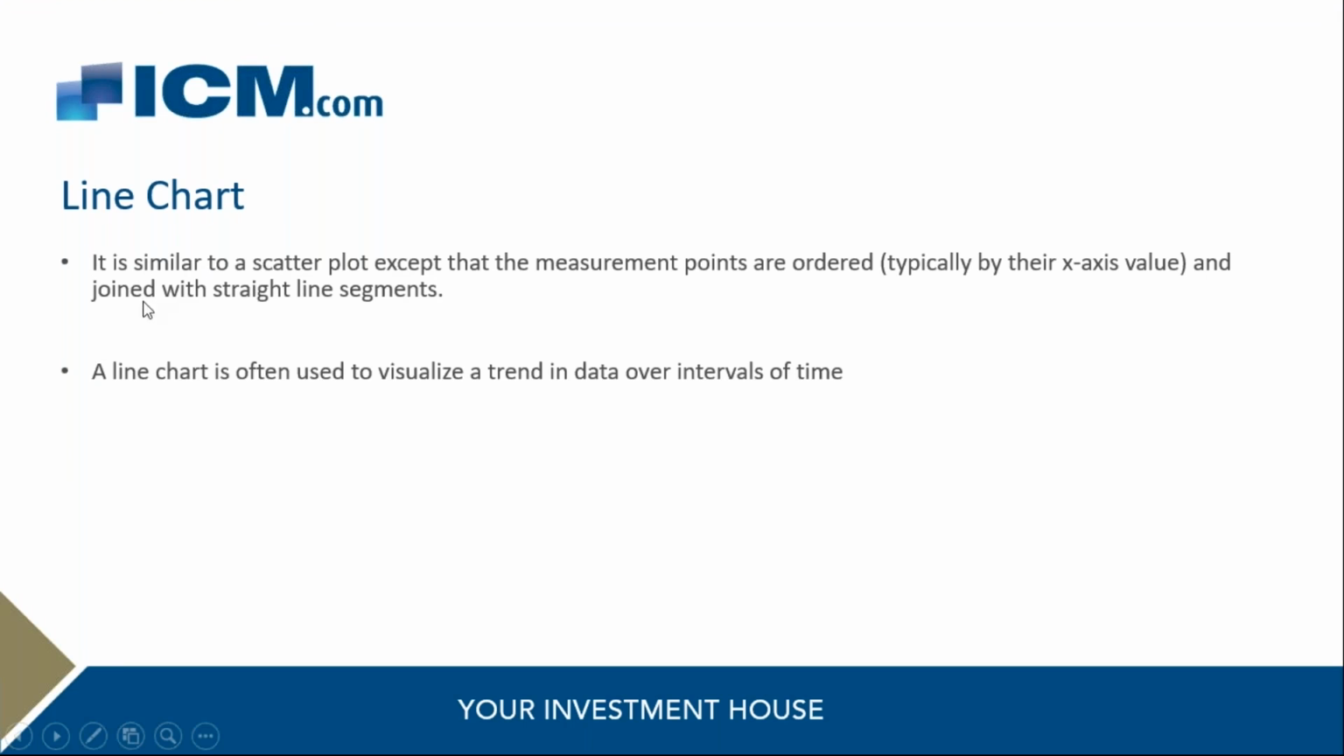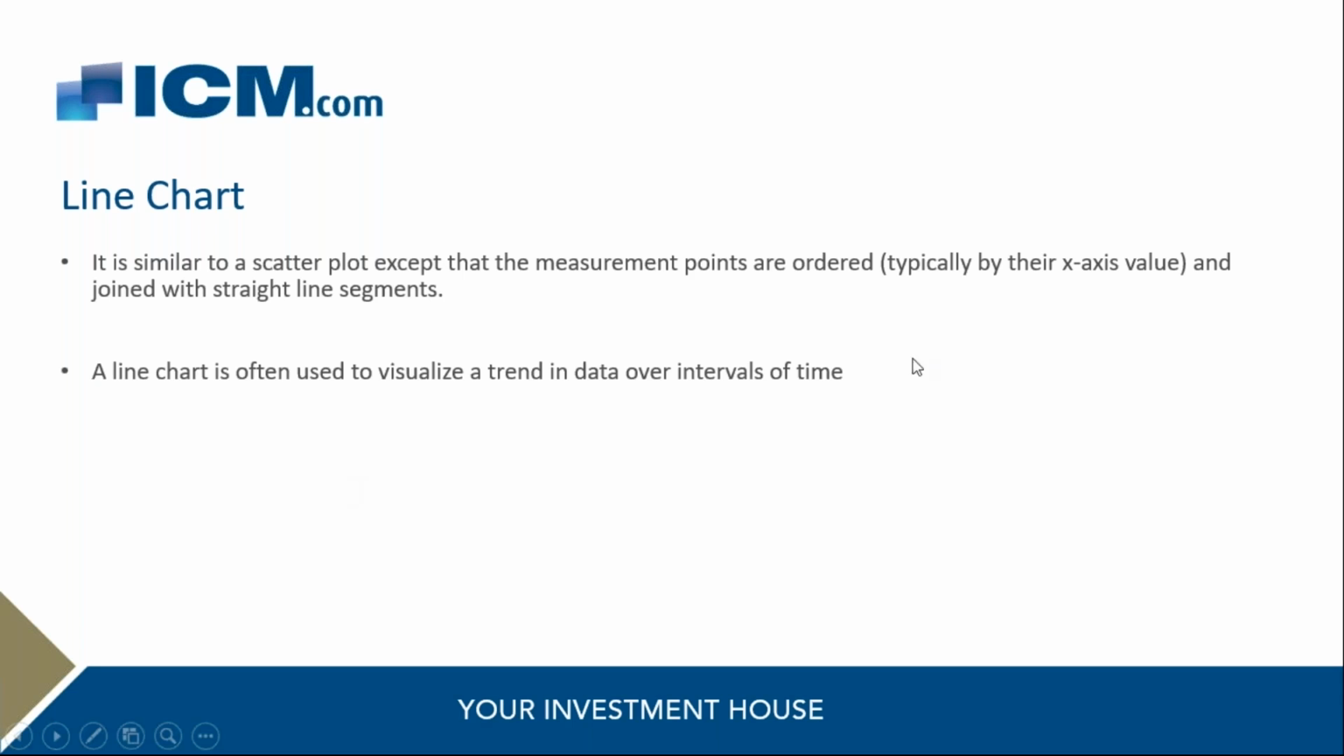So as I said, it is a line chart. It is similar to a scatter plot, except that the measurement points are ordered, typically by their x-axis value, and joined with straight line segments, like I showed. A line chart is often used to visualize the trend in data over intervals of time. So usually a trader would look at the line chart to just try to detect the trend.